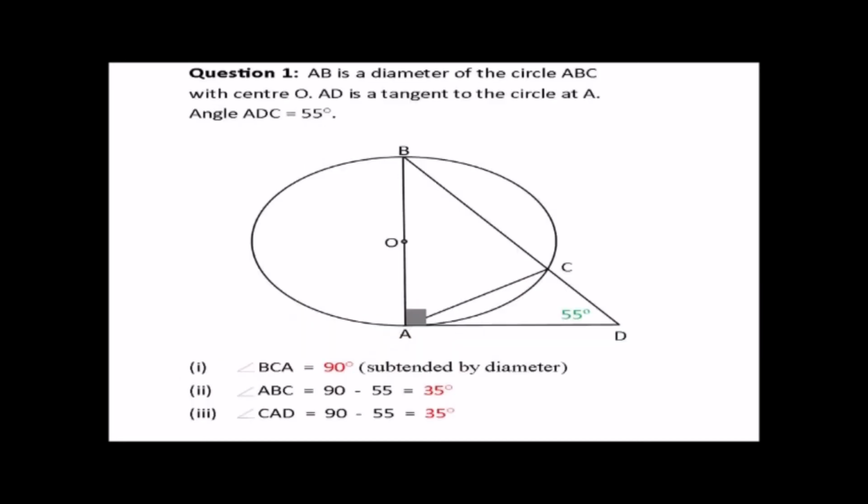Question 1. Here are your answers. So for number 1, BCA is 90 degrees, the angle subtended by the diameter, of course. Angle ABC is 35 and angle CAD is 35. So I hope you got those answers and you were able to apply what we learned at the beginning. So it's a diameter you're dealing with.